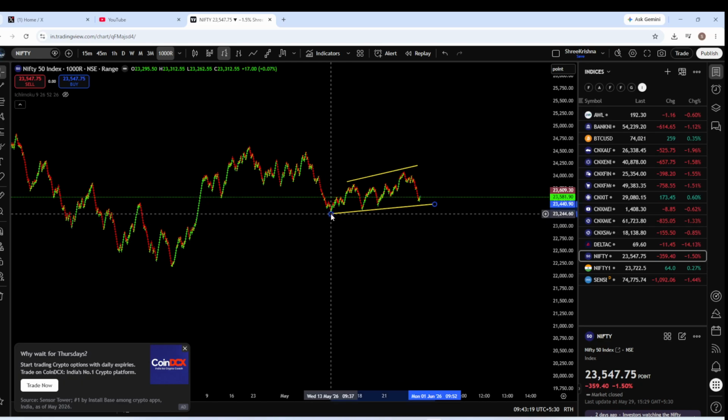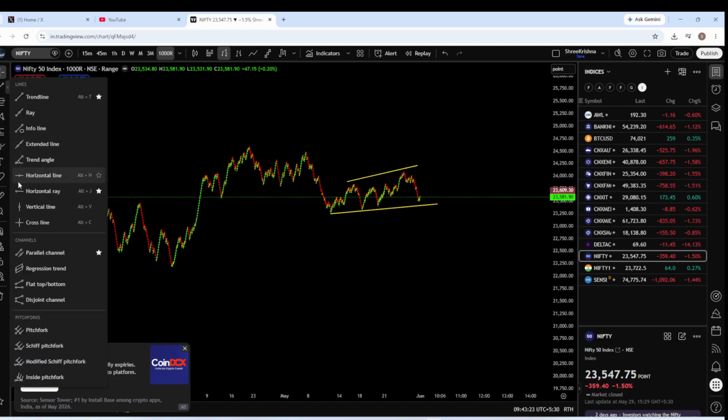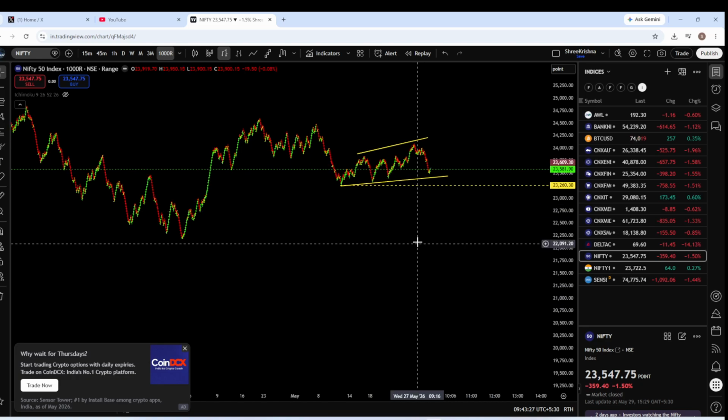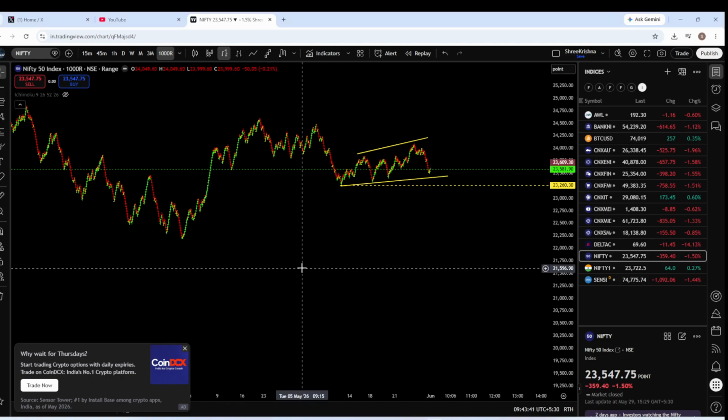Okay. Suppose if they break this low, they are going down. That means it's a rally, it's one base, then again one more base, then it's a downward momentum. Okay? This is how the rally-base-rally is calculated or done.